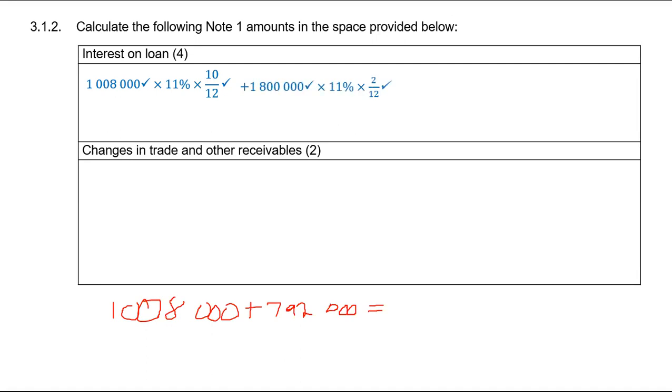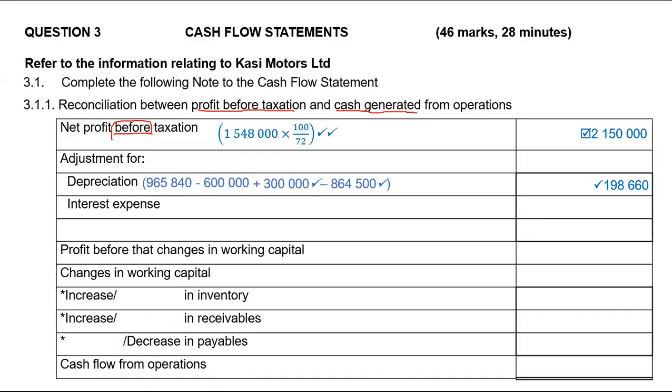When you add the two, it will give me my total interest expense for the year, which is 125,400. That 125,400, I'm going to put it here as interest expense. I'm adding it back. The reason why I'm adding it back is because it will be shown separately as interest paid on the face of the cash flow statement itself. Now take your profit before tax and add it with adjustments for, and that will give you profit before changes in working capital. Now we're going to go to inventory.